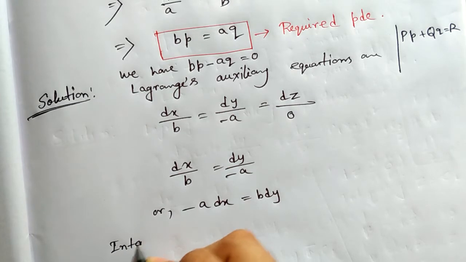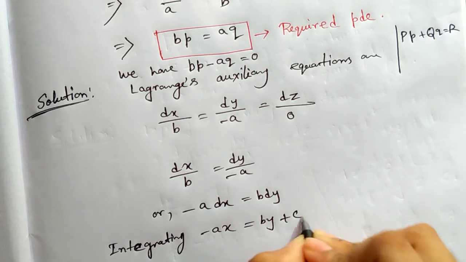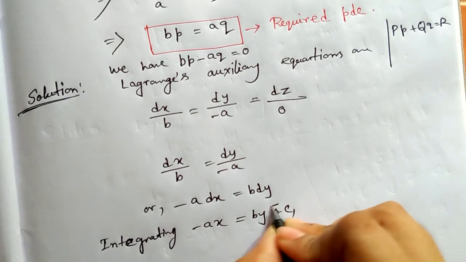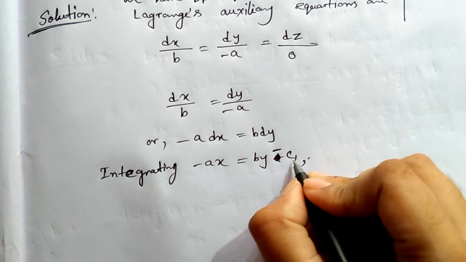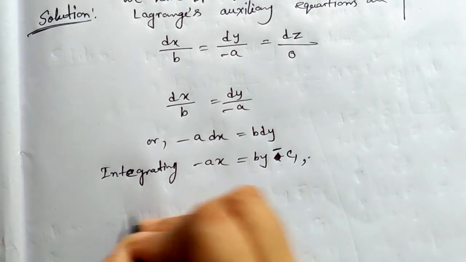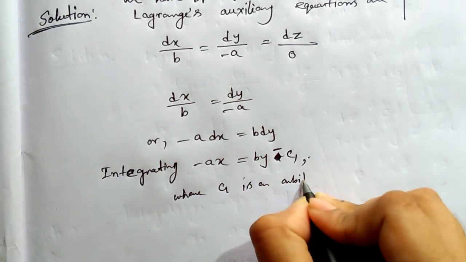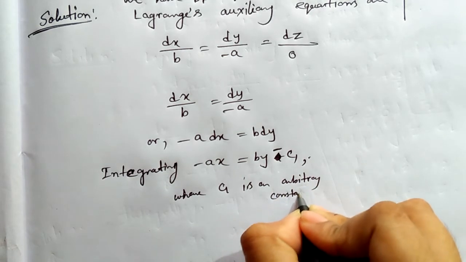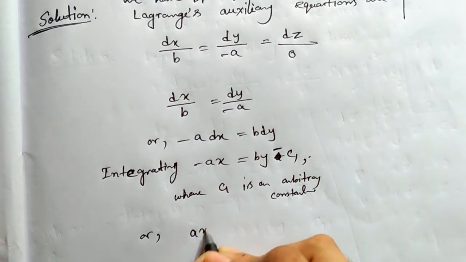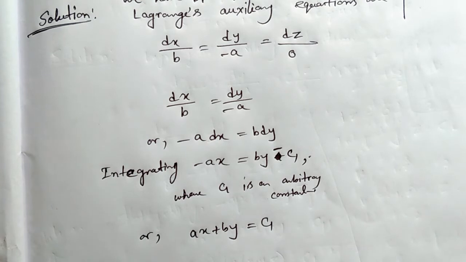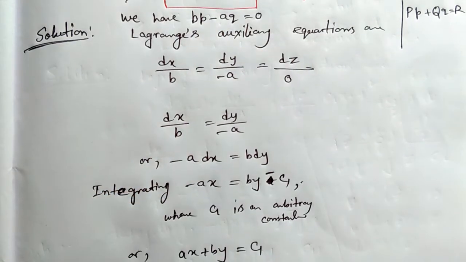Now integrating, we get minus ax equal to by plus c1, or we can write this minus c1, where c1 is an arbitrary constant, or we can write it as ax plus by equal to c1. Okay, this is our first solution of this Lagrange's auxiliary equation.